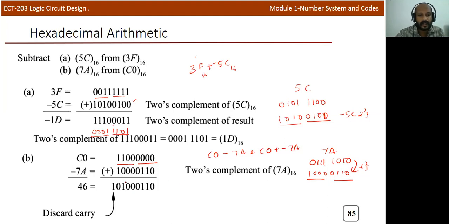Now we need to add. Okay, and finally there is a carry. We can discard the carry, then we can group the 4 bits. Okay, so the final answer will be: this is 6 and this is 4. So this is hexadecimal arithmetic.